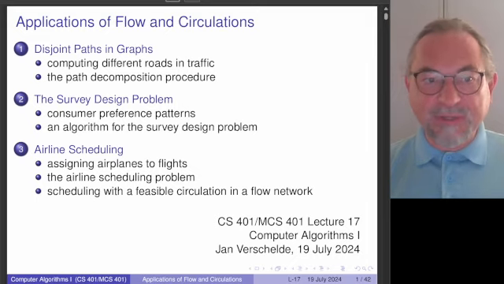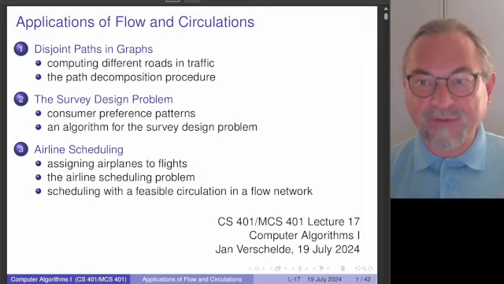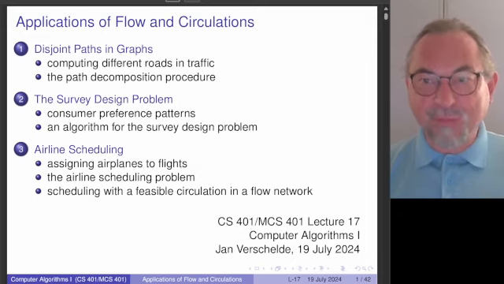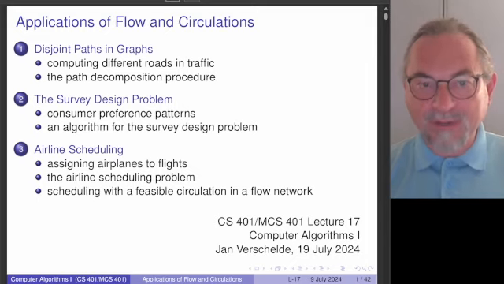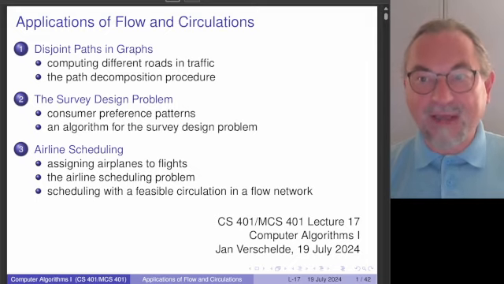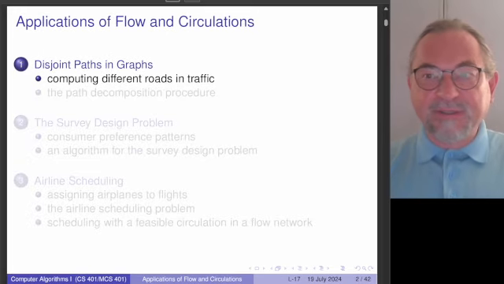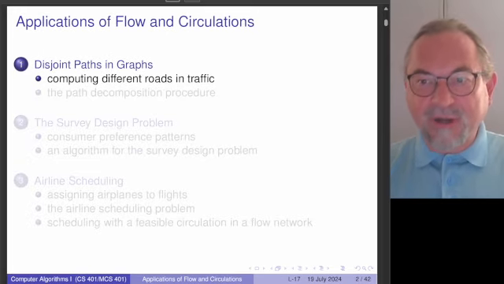So in this lecture, we consider three different problems: computing disjoint paths in graphs, designing customer surveys, and then we look at airline scheduling. These are three different problems. They can be solved in polynomial time by the same algorithm. Okay, let's start with disjoint paths in graphs.